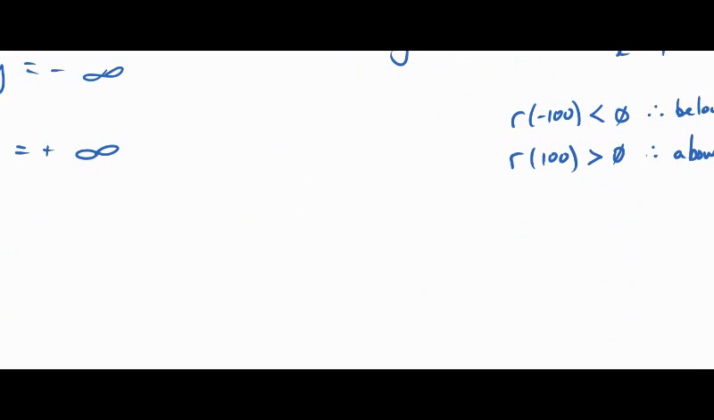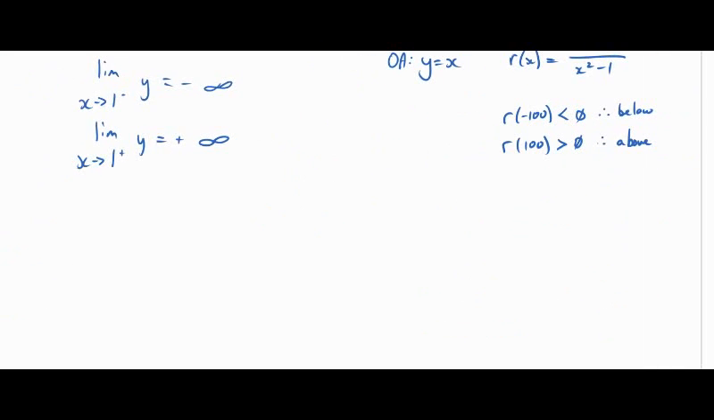All right, so that was just the asymptotes. I've done the intercepts, I've done the asymptotes. Now we have to do the critical values and the points of inflection. So y prime equals 0 or does not exist.